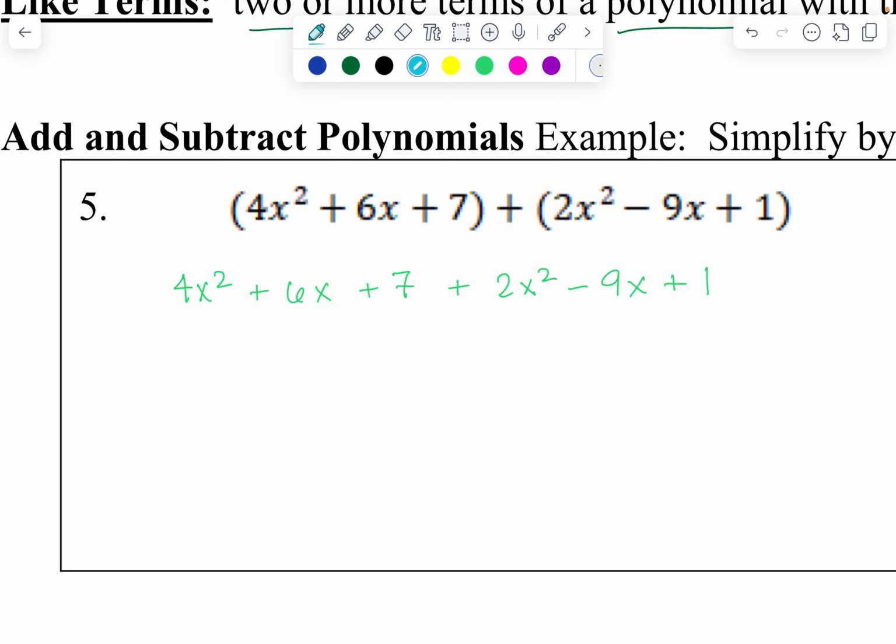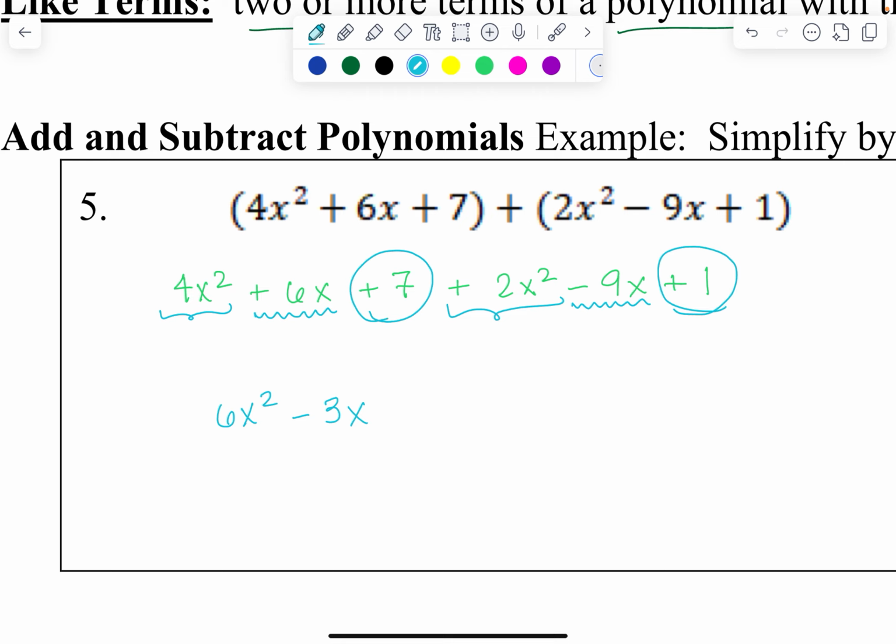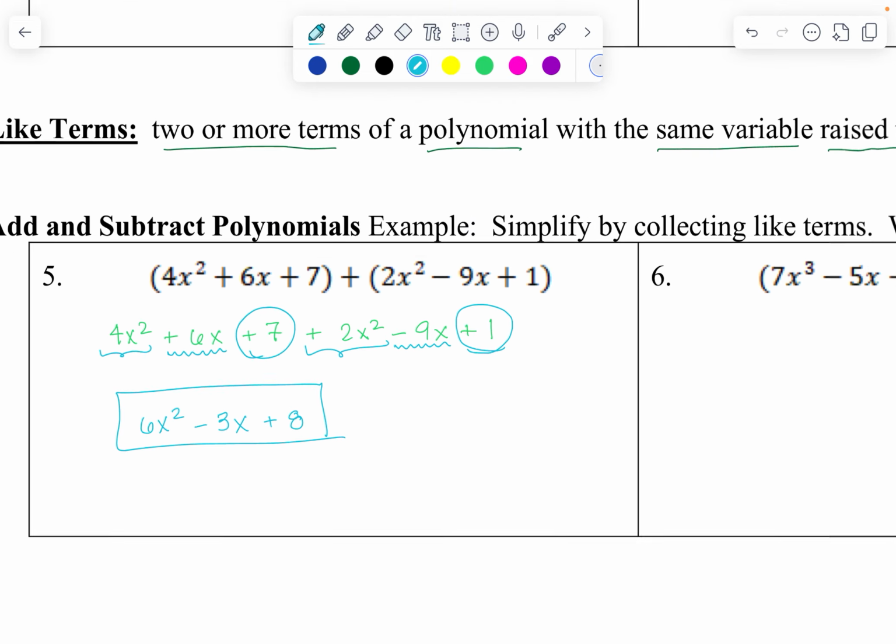At this point, we're going to go ahead and combine like terms. We have the highest degree, which is 2, so that's a positive 4x squared plus 2x squared, which gives us 6x squared. Descending order would be positive 6x minus 9x, that's a minus 3x. And then we've got a plus 7 plus 1, positive 7 plus 1 gives us a positive 8. And voila, there you have it. Trinomial, standard form, simplified.